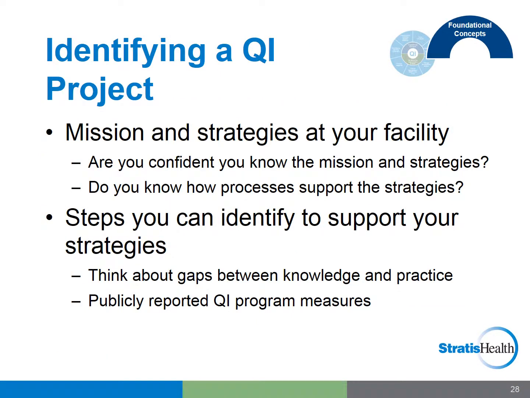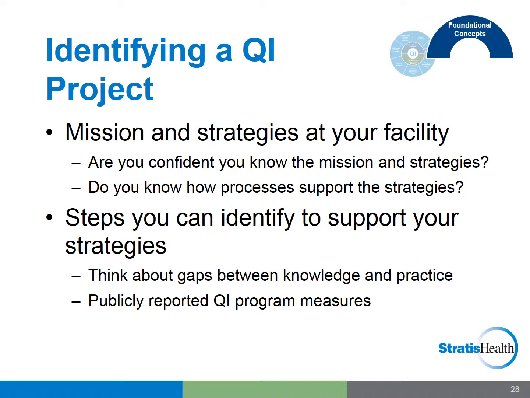We identified a number of patient-centric topics for quality improvement opportunities in the prior slide. A good starting point to identify a needed QI project is to consider the mission and set of strategies to fulfill that mission at your facility. Are you confident that you know what the mission is at your organization? Do you know how processes support the strategies that fulfill the mission? In other words, confirm that your QI efforts, the processes that you will seek to improve, are aligned with the mission and strategies of your organization. In this regard, QI is another tool that leadership can look to which will help move the organization's efforts in the same direction to efficiently support the mission.